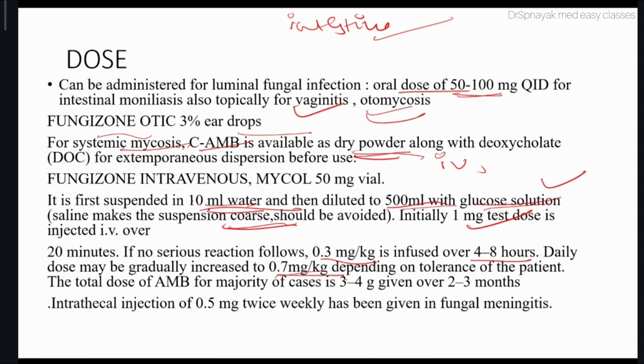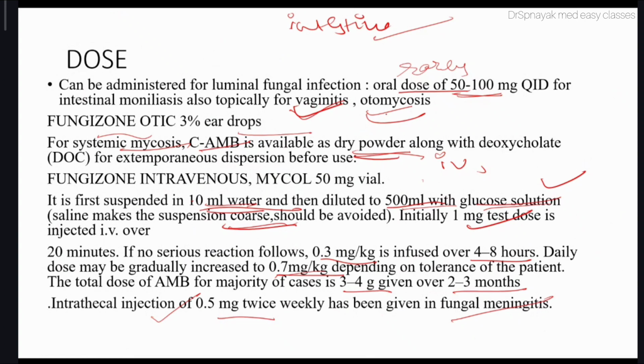The total dose of amphotericin B that should be given is between 3 to 4 gram over 2 to 3 months, not more than this, otherwise it may increase the risk of nephrotoxicity. The intrathecal injection used in fungal meningitis should be given at 0.5 mg twice weekly. So this is all about the dose. The oral dose is very rarely used, but if it is used, it is given at 50 to 100 mg. There are also topical preparations available for vaginitis.